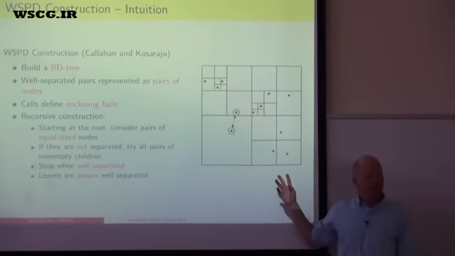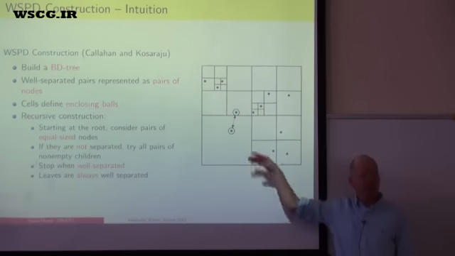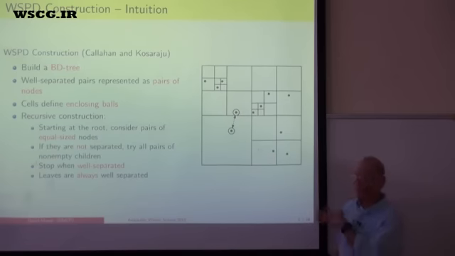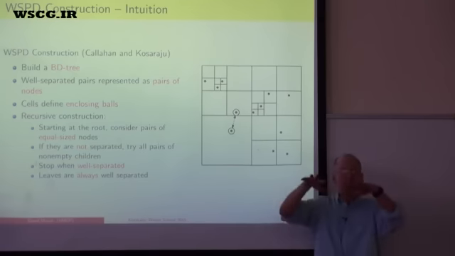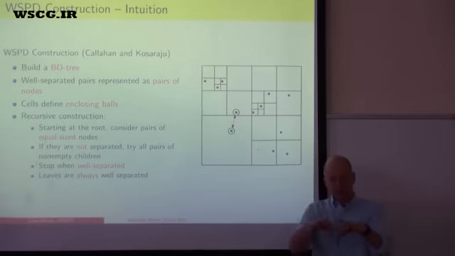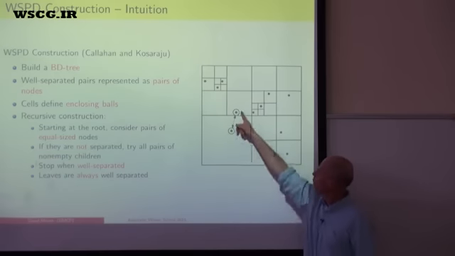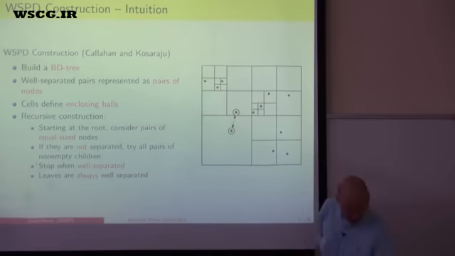Any questions about this construction? Because this is fundamental to the idea behind the well-separated pairs. I'm going to talk about the running time, but I'm curious, do you understand the recursion that's taking place here? Starting with pairs that are not well separated, decomposing until I get to pairs that are well separated, or until I get to pairs that are individual leaves.